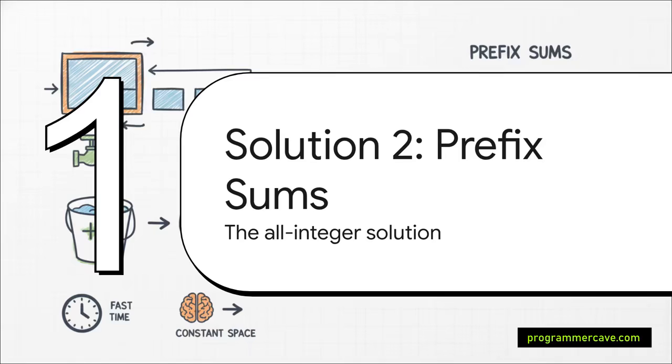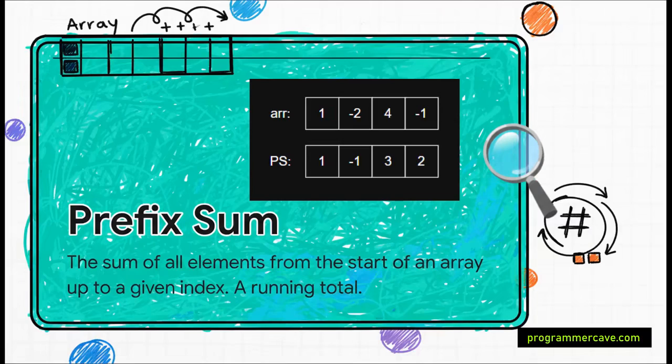Enter our second technique, the prefix sum method, powered up with a HashMap. The big idea here is something called a prefix sum. All it means is that we keep a running total as we go through the array. So if our array is 1, -2, 4, -1, our first prefix sum is just 1. The next one is 1 plus -2, so that's -1. Then we add 4, which gives us 3. And finally, we add -1 to get 2.